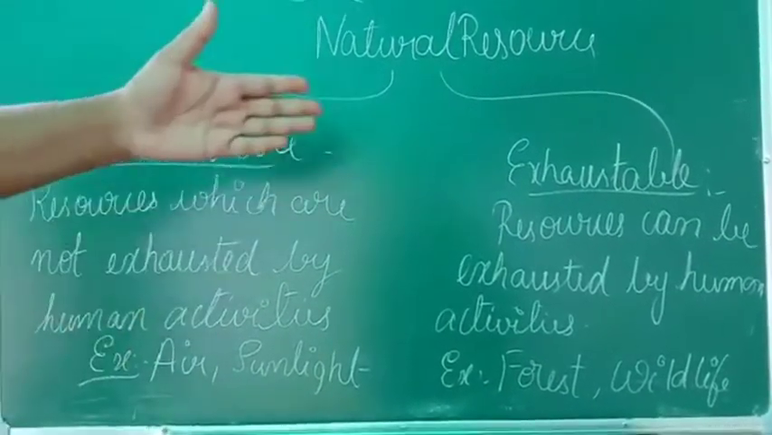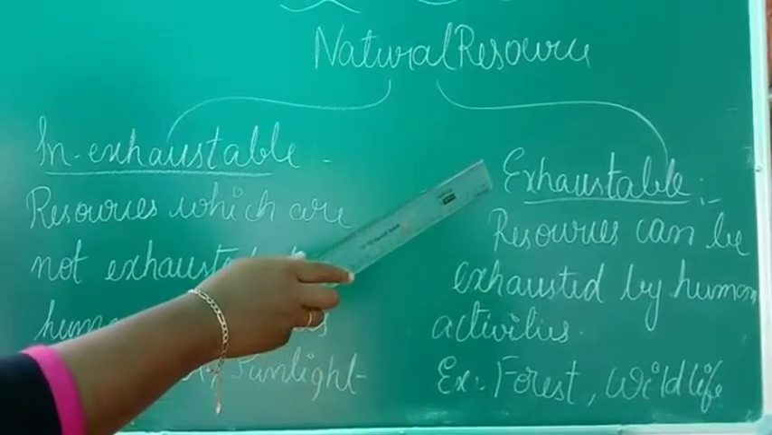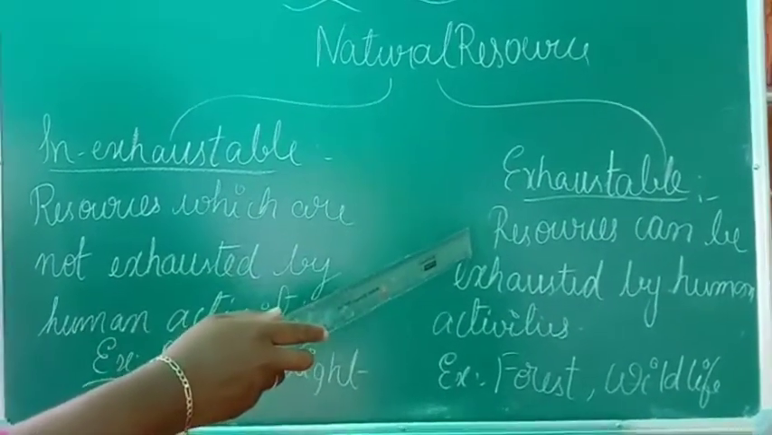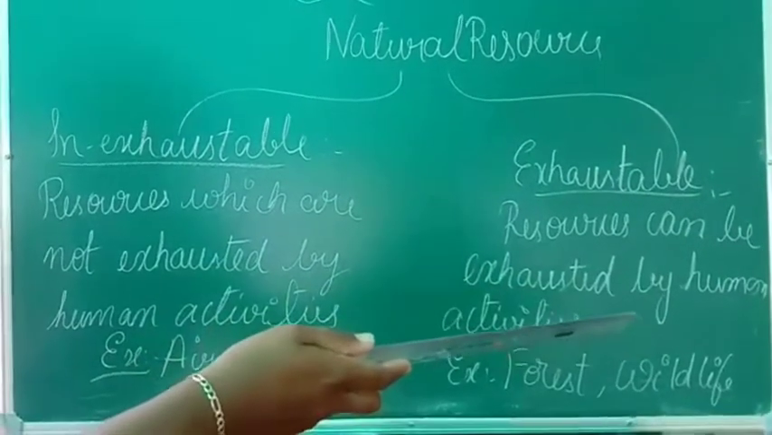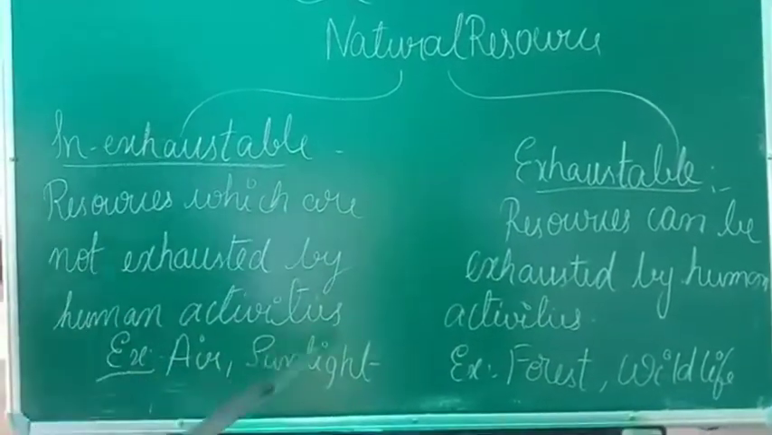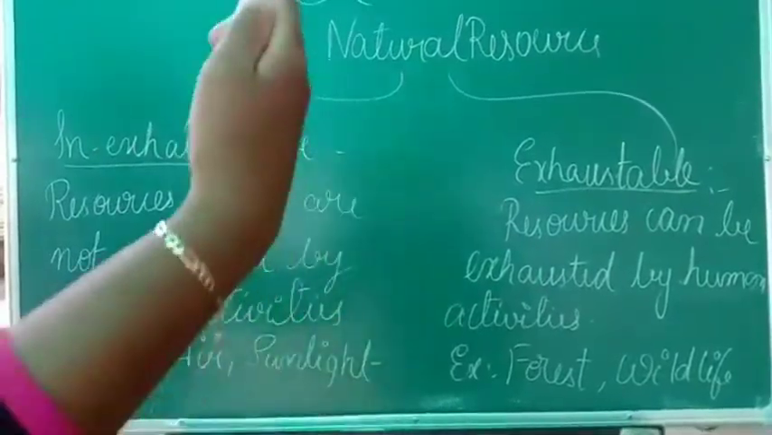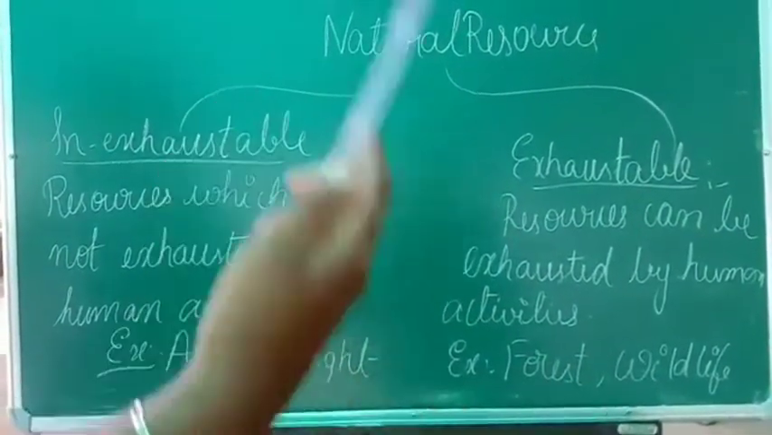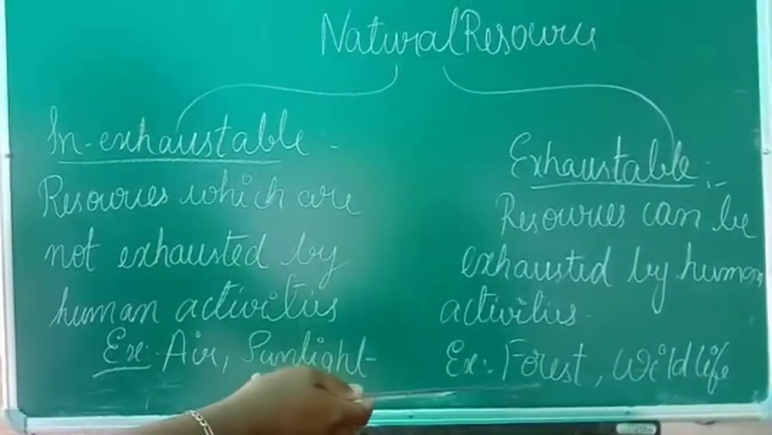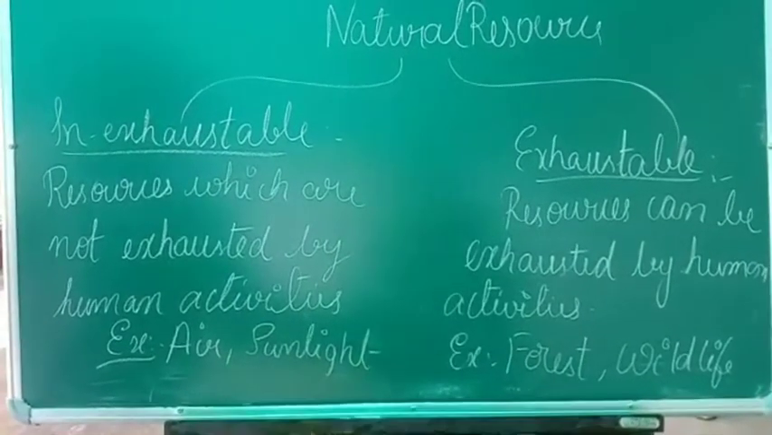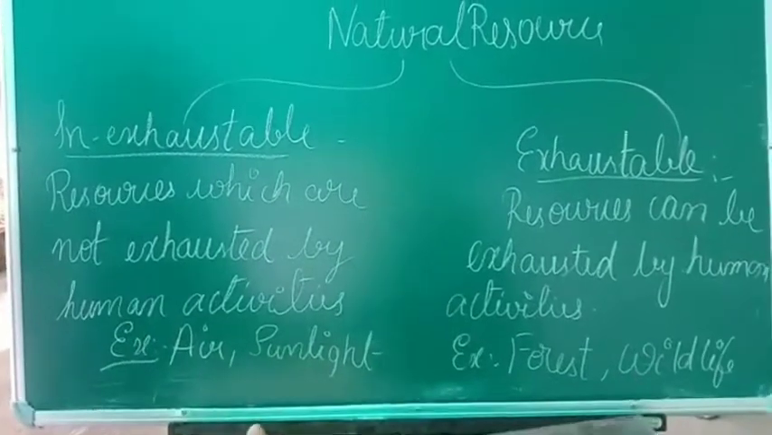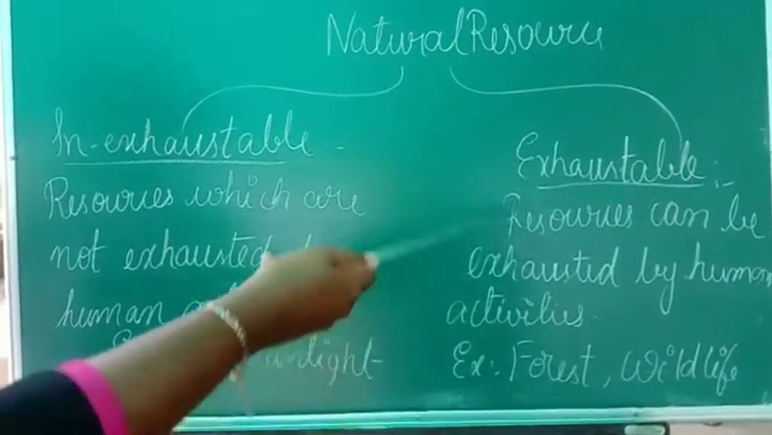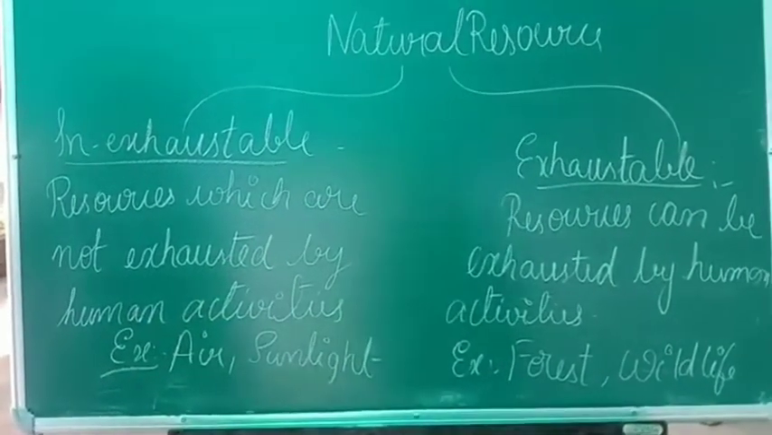Now similarly, considering the other type, that is exhaustible. In exhaustible, what happens? Resources can be exhausted by human activity. Here it cannot be exhausted, but here it can be exhausted. It can finish quickly. Some examples are forest. If a man keeps on cutting all the plants and trees, we might not find any forest, right? So forest is an exhaustible natural resource.